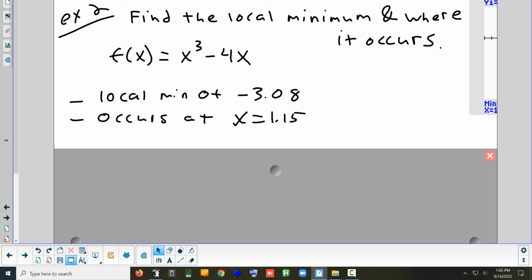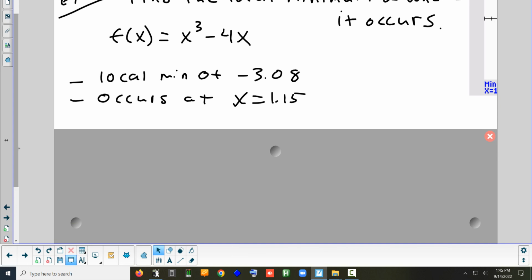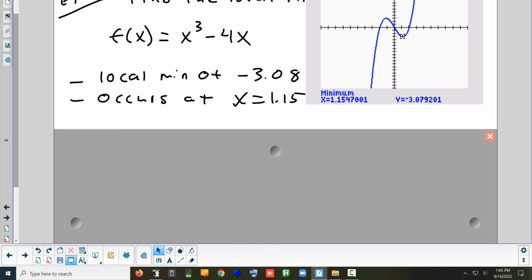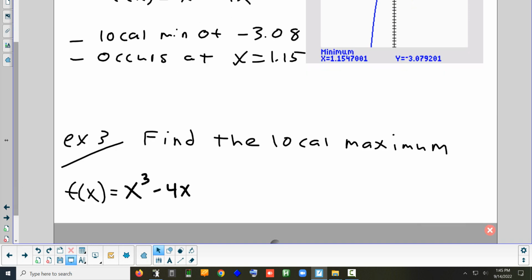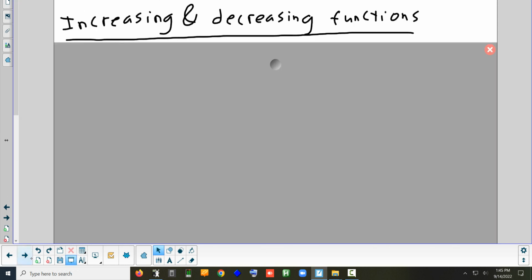Isn't that the same? Oh no. The what it is, the y value; the where it is, the x. Some people mix that up, you can't mix that up. And the maximum, it's symmetrical, I think is negative 1.15 for x and positive 3.08 for y, if I remember right. So I'm going to skip the maximum.